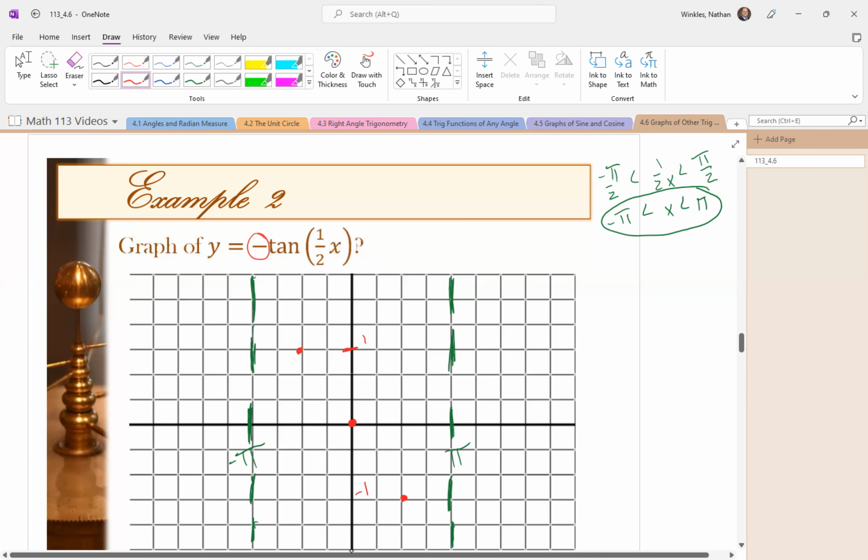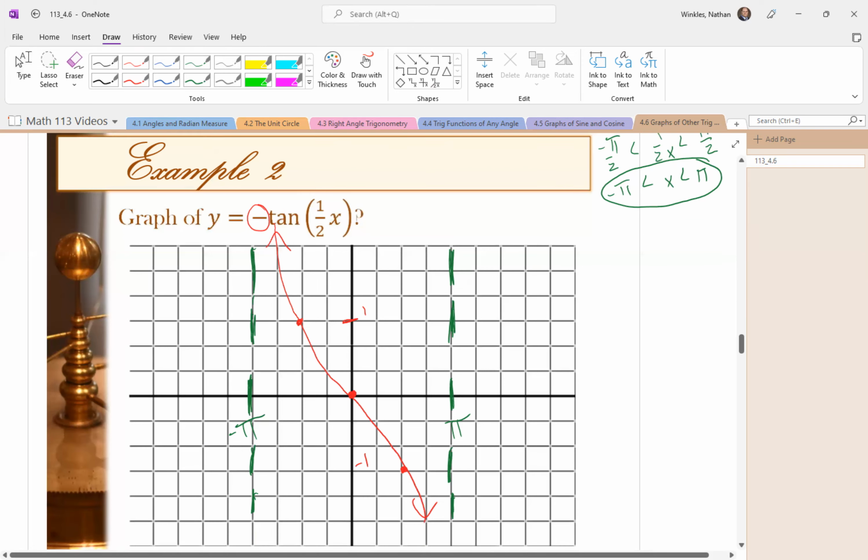So once we have these values, we know that our graph, and it's a little bit hard for me to draw this graph right here, will do something that looks like this. It looks very identical to the cotangent, like I told you, because of the negative out there. But in terms of everything else, that's exactly what we would have here.